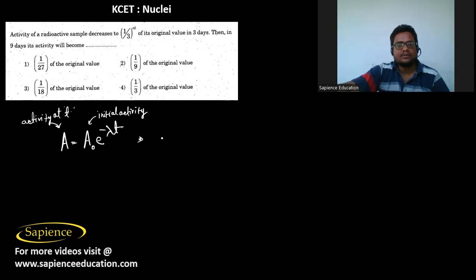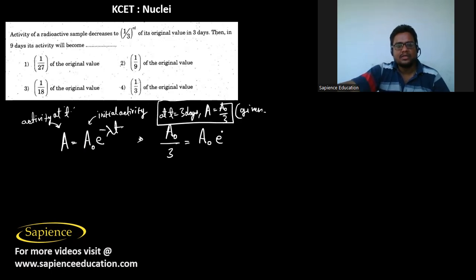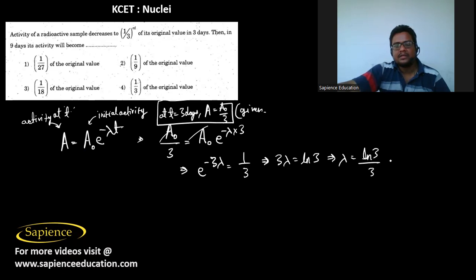The activity of a sample decreases to one-third of its original value in 3 days. So at t equals 3 days, A will be equal to A naught by 3. Then in 9 days, the activity will be how much? So A naught by 3 equals A naught into e power minus lambda into 3 days. A naught will cancel, so e power minus 3 lambda equals 1 by 3. Therefore, 3 lambda equals ln 3, so lambda equals ln 3 by 3, and the unit will be per day.